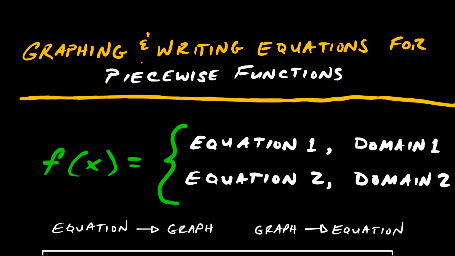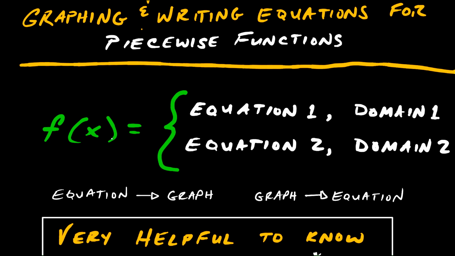In this video, we're going to take a look at graphing and writing equations for piecewise functions. Piecewise functions are exactly what they sound like, functions that are broken into pieces. In typical form, you'll see f of x equals, and there'll be this little fancy bracket with the first equation and its domain, which is where we're allowed to graph it, and a second equation with its domain, which is where we're allowed to graph it. These domains cannot overlap because it is a function.